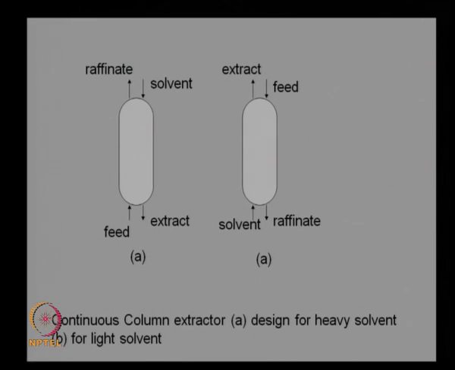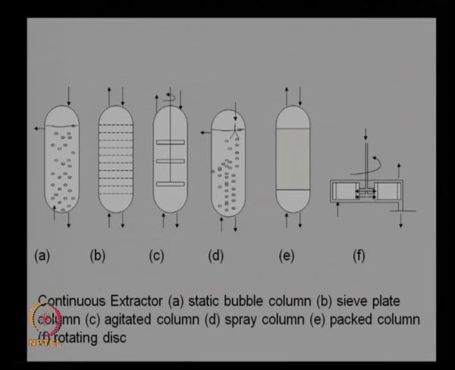So you need to create a very high mass transfer rate. There are a large number of continuous extractors, as you can see from this picture. This is called a static bubble column. So you have one liquid which is static, it creates a large tall height, and the other liquid is introduced in the form of bubbles. So there is mass transfer at the interface between the bubble and the bulk of the liquid, where the solute moves from one phase to the other phase. The mass transfer in such situations is a bit low.